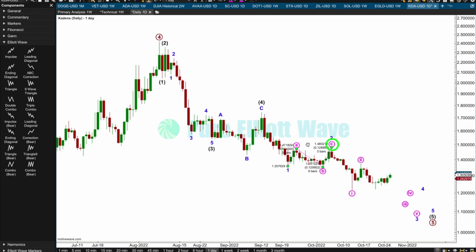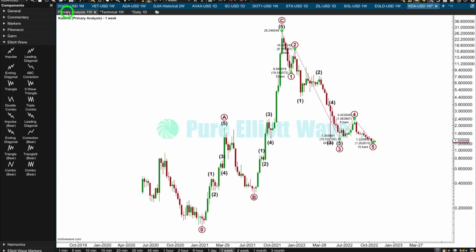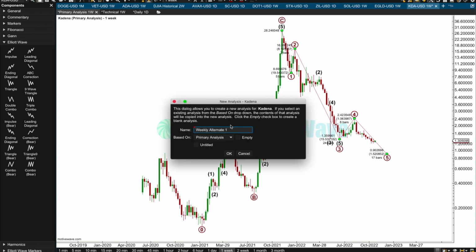Yeah, no, C moves beyond the end of A. That's a regular flat. Okay, well, that is really bearish. I don't think this final fifth wave is over. Now, let's have an alternate though. That could be more bullish.